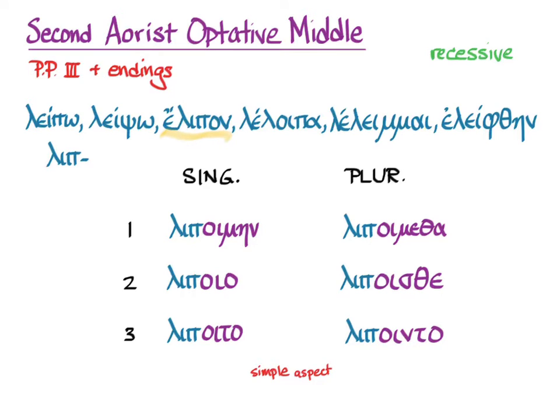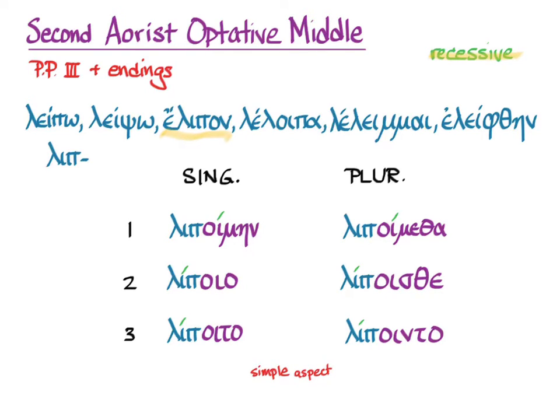And there you see we've already put in that unaugmented stem. And let's get that recessive accent in there. And we get lipoimein, lipoia, lipoita, lipoimetha, lipoistha, lipointa. Can't translate any of them, but that is your second aorist optative middle.